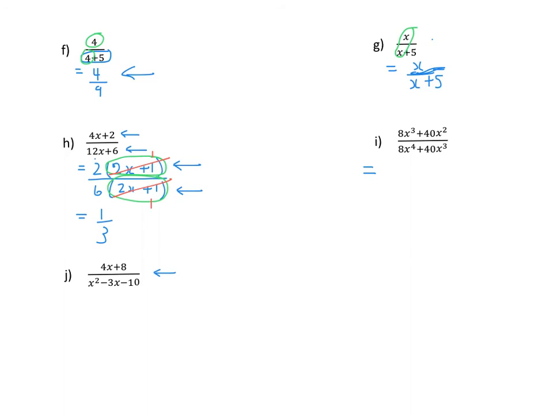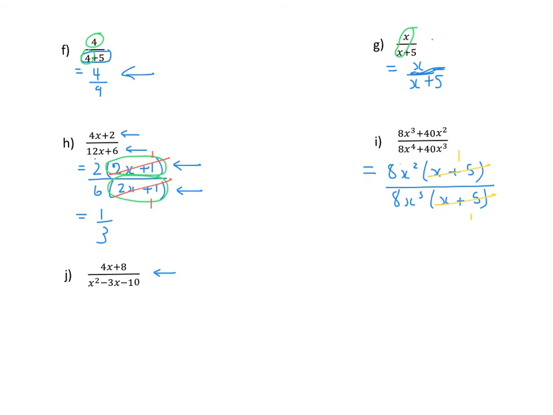Okay, on the top, I'm noticing I could divide both by 8 and by x squared. So 8x squared is common, leaves me with an x plus 5. And on the bottom, I'm noticing that 8x cubed is common, and that leaves me with an x plus 5. So I have lots of factors here that are the same. I have an x plus 5, which would reduce with an x plus 5. So I'm crossing those out. x plus 5 divided by x plus 5 is just equal to 1.